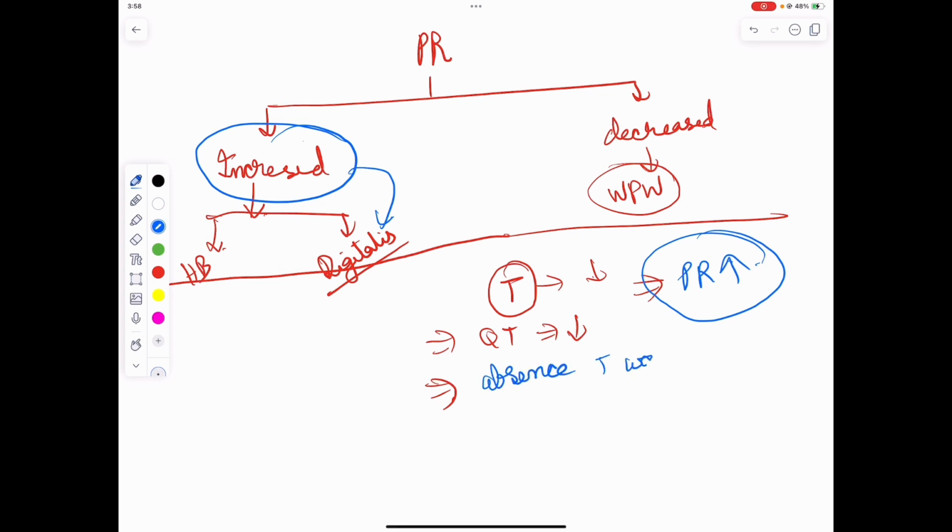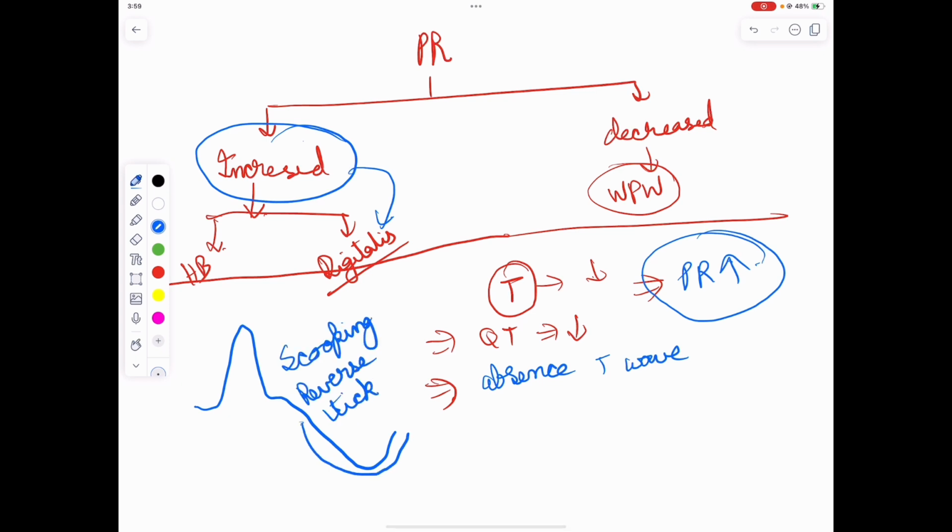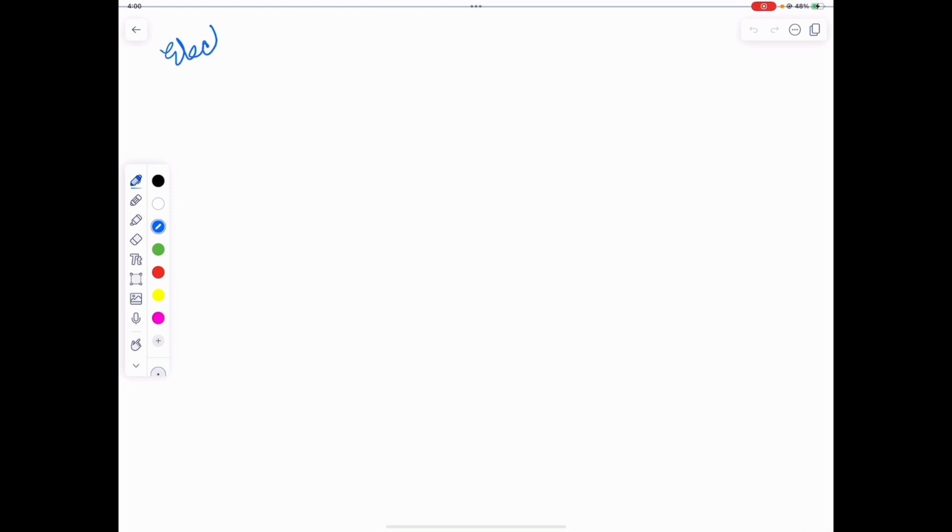What we will see is the absence of T wave, and also what we will witness is a scooping. There is scooping, or reverse scooping, or the reverse tick sign. Now if you see that something is forming like this, this gives the impression of a hockey stick sign. Now this is a hockey stick sign, or it is also called a Salvador sign or reverse tick sign. So remember, what happens in digitalis is that the PR interval is increased, but the other intervals associated with T are decreased.